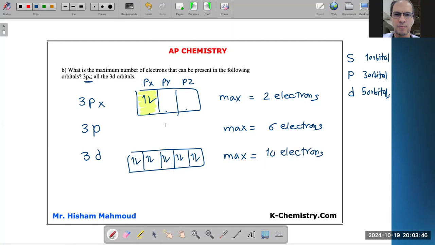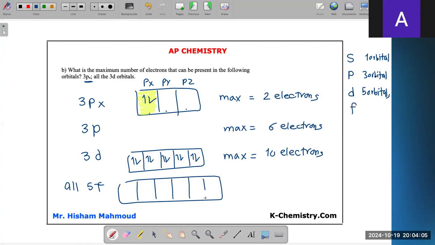Again, if it is 1p, it is 2 electrons. If it is all the p, it is 6 electrons. If it is all the d, it is 10 electrons. And all the f: the f has 7 orbitals, so how many electrons maximum? 14 electrons. So the maximum is equal to 14 electrons.